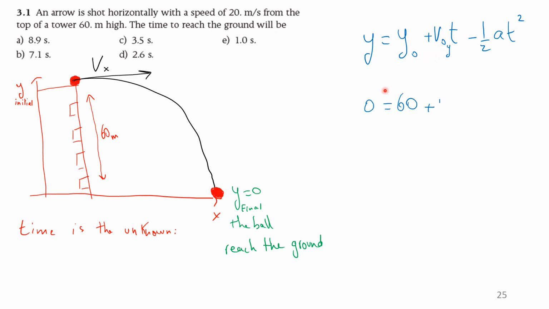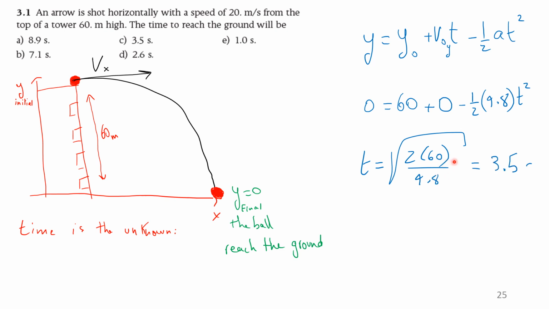Okay, so we can write it this way: 0 equals 60, that's the highest point, plus v0y, which is 0 as well, minus half g t square, or sorry, minus half a t square. I'm interested in the time, so time will be the square root of 2 multiplied by the 60 divided by 9.8. So it will take 3.5 seconds to hit the ground. So I choose option C.